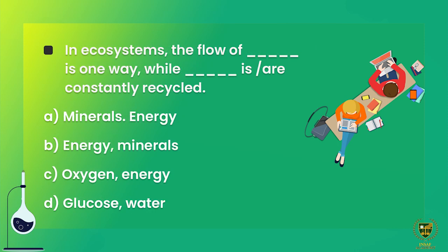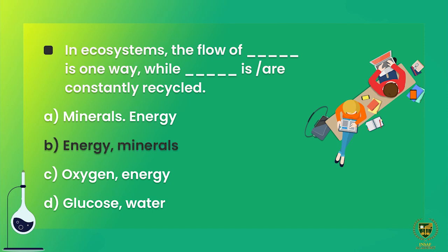Here is another question. In an ecosystem, the flow of dash is one way while the dash is constantly recycled. So in ecosystem, the flow of option alpha, minerals, is one way. No dear students, that is not correct. So in ecosystem, the flow of energy is one way. Yes, it is correct, while the minerals are constantly recycled. Yes, dear students, that is the correct option for this question.